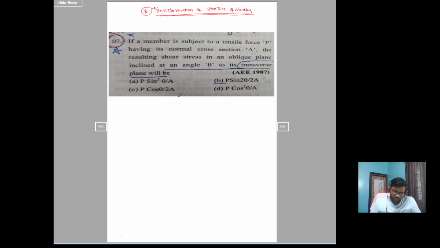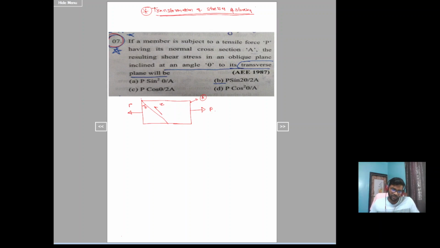Now what he has mentioned in this question: if a member is subjected to tensile force P, suppose I have a member like this and here some tensile force P is acting in this direction. The cross section area, the normal cross section area, he has mentioned as A. Now he is asking to calculate, on some plane which is at an angle of theta, the value of shear stress. Let's take this as tau. You can solve this question using both transformation equations and Mohr circle.